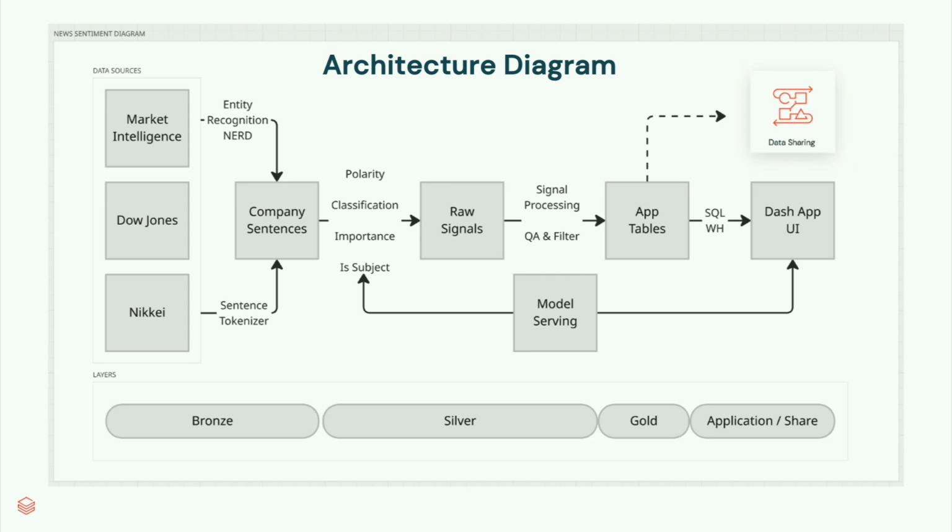You can see the transition that we have from the bronze layer down here, as we pull in the raw news from our 3 sources. Running that entity recognition and the sentence tokenization to get our company sentences, moving into the silver layer as we run our 4 models: the is-subject, the sentiment, the importance and the classification. This gives us our raw signals, and then moving into the gold layer as we do some signal processing and curation of our gold tables.